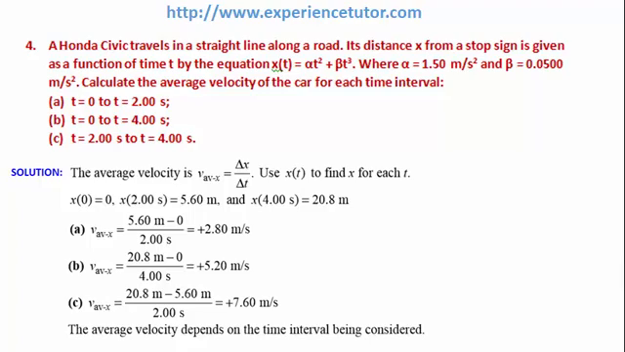Average velocity will be 5.6 minus 0 upon 2, that is plus 2.8 meter per second. In the second case, average velocity will be 20.8 meter minus 0 upon 4, that is 5.2 meter per second. C will be average velocity 20.8 minus 5.6 upon 2, that is 7.6 meter per second. The average velocity depends on the time interval being considered.